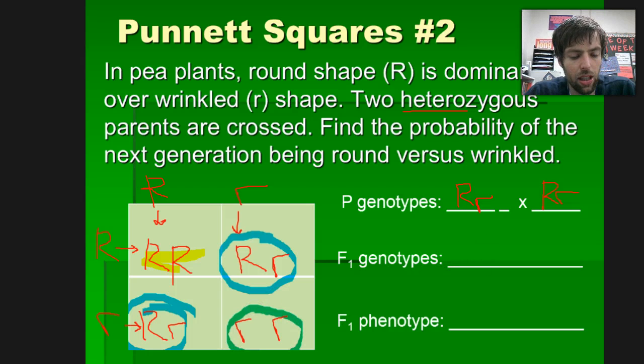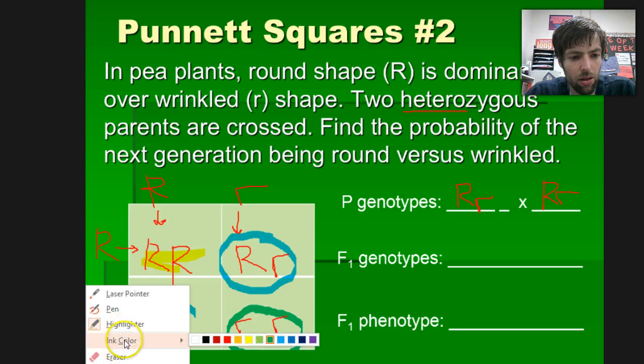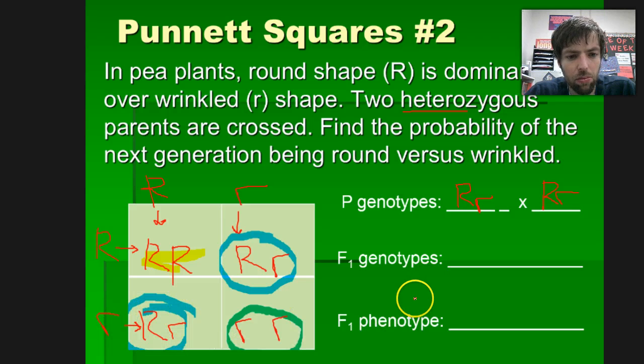So let's talk percentages. Let's go back to our pen. So I've got a 25% chance of being big R, big R. 50% chance of being big R, little r. And a 25% chance, pretend the percentage is there, of being little r, little r.